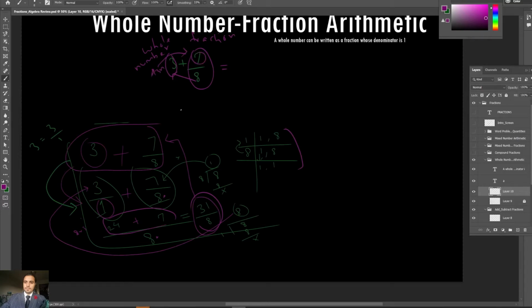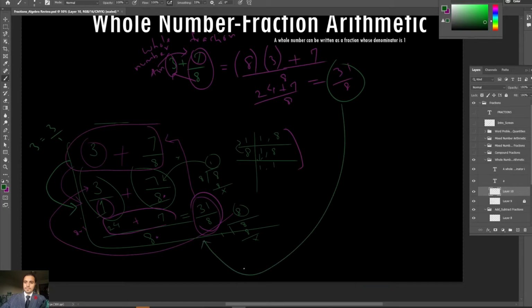So let's say 8 times 3, plus 7. 8 times 3 is 24, plus 7, divided by 8. So what is 24 plus 7? 31 over 8. And boom, we got the same answer as this one. So all we did was multiply 8 with 3 and then add the 7 to that answer, and we got 31 over 8.